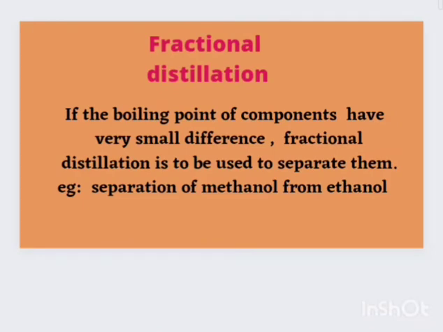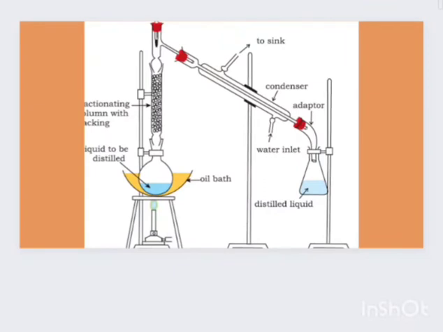Next is fractional distillation. If the boiling points of components have a very small difference, fractional distillation is to be used to separate them. Example, separation of methanol from ethanol. Ethanol and methanol are two miscible liquids. There is only a small difference in their boiling points. These two liquids are separated from their mixture by fractional distillation. Look at the picture of fractional distillation.